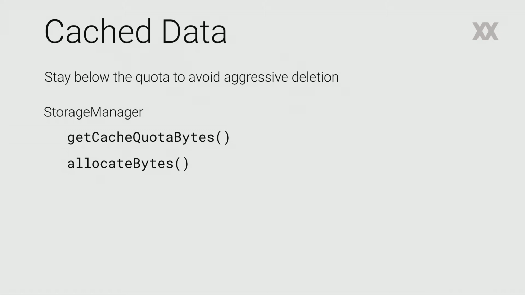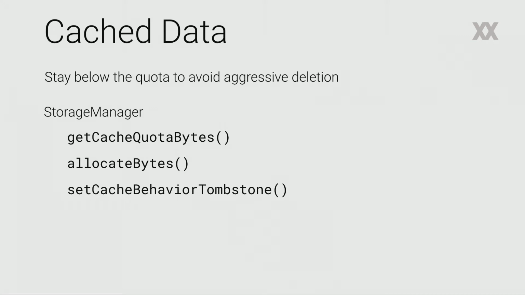Then when you want to allocate data, you can just use allocate bytes. You could do it yourself, you could just create a file, you could just create an output stream, but it's much better to do it this way because when you go through allocate bytes, if needed, the system will delete another app's cache data to make space for your data. So that means that get cache quota bytes might be bigger than the free space that's left on the device.